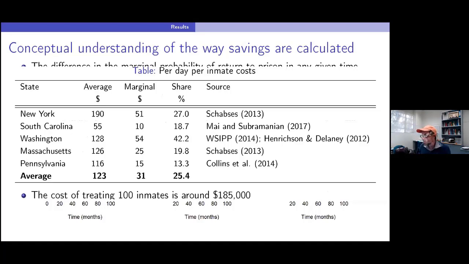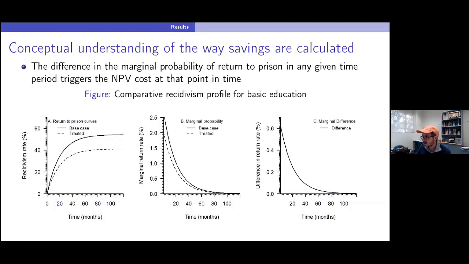And what you can see on my last figure here is the difference in the marginal probability of return to prison in any given month between the treatment group and the control, right? And so it's that difference that triggers a return to prison event, and that is what triggers the cost savings, or the differences. So I'm looking at the difference in the marginal probability of return to prison through time, and I'm using that difference to trigger the various savings in the events.